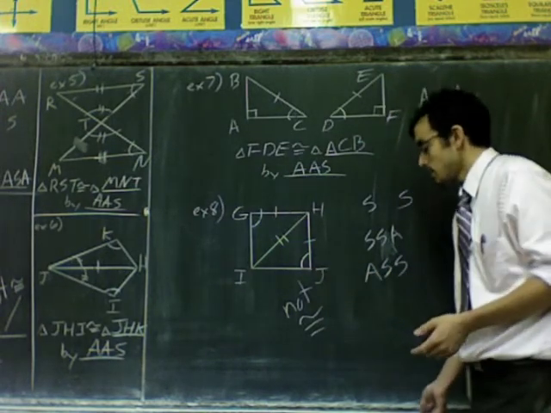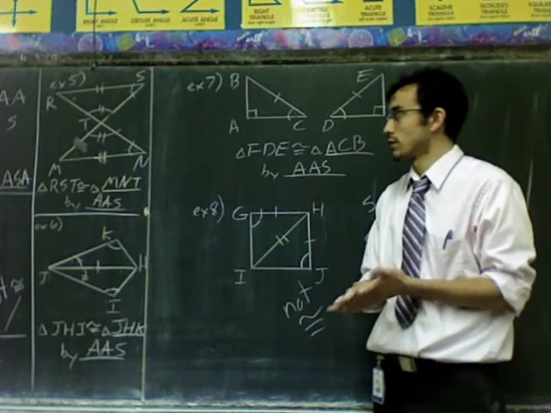And that's about it. That should cover it for triangle congruence ASA and AAS.